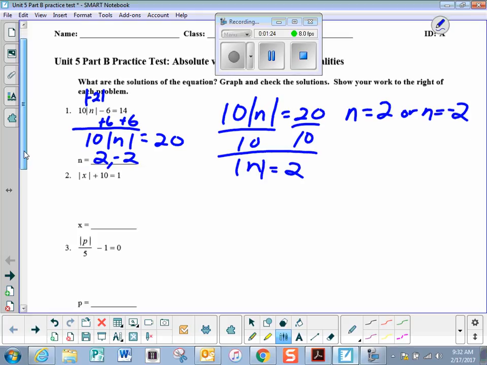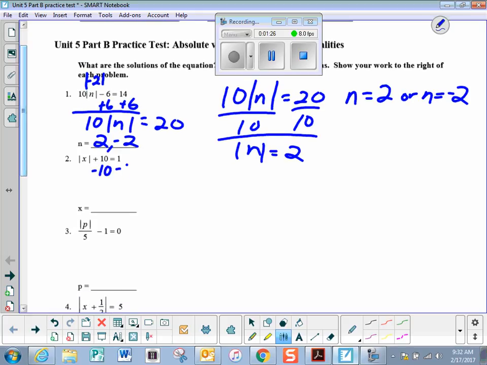All right, number 2, we would subtract 10 from both sides, and a lot of you got caught on this. Absolute value of x equals negative 9. Can I take the absolute value of anything and get a negative outcome? No solution.